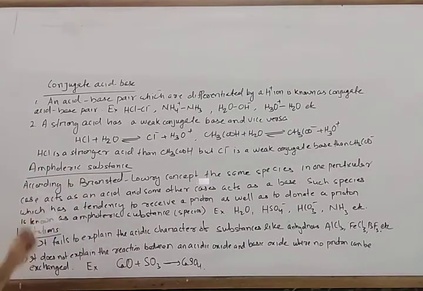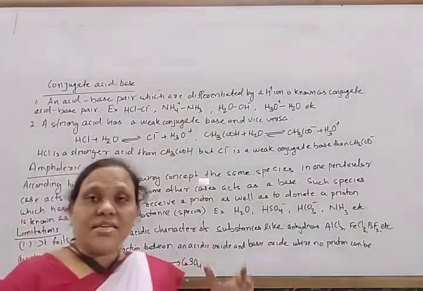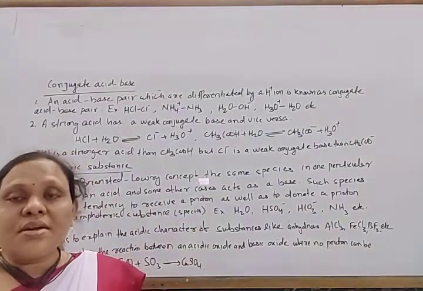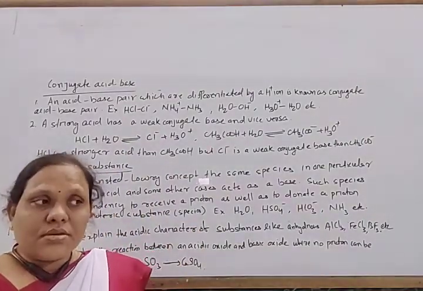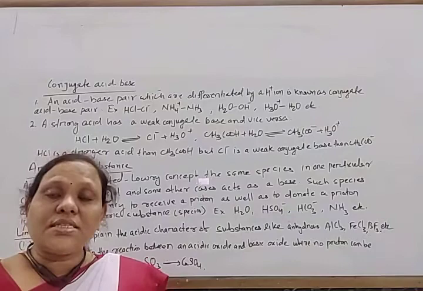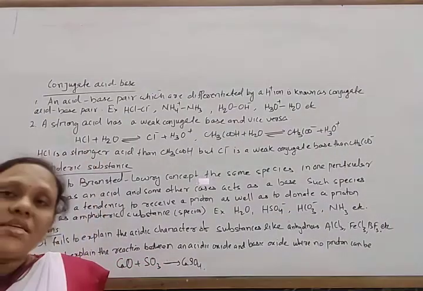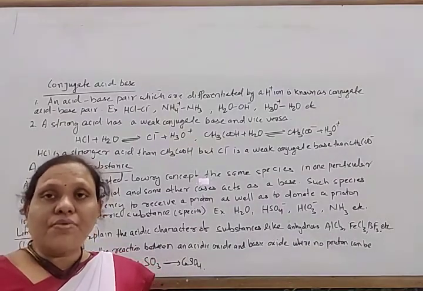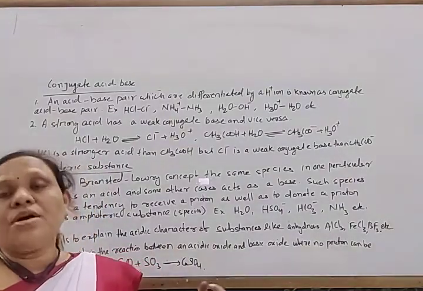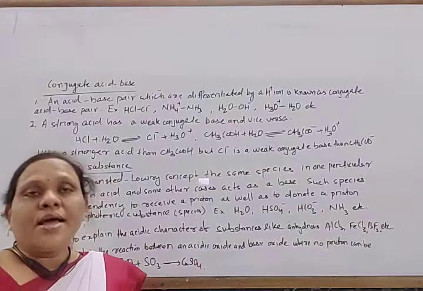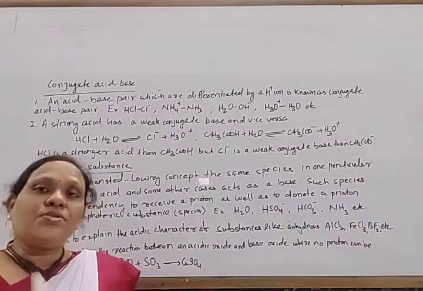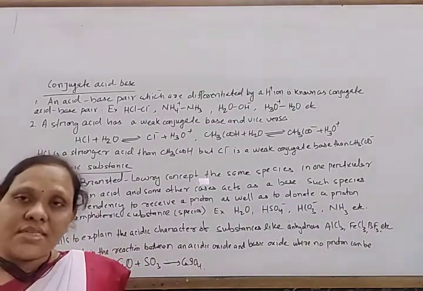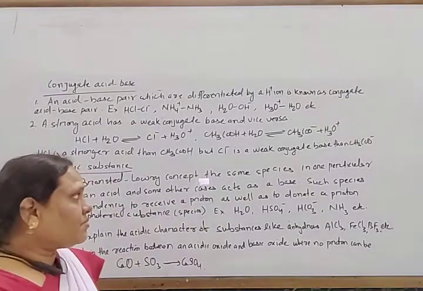Amphoteric substances. There are some substances which have the tendency to receive the H+ ion as well as the tendency to give the H+ ion. These are known as amphoteric substances. For example, water. Water by giving an H+ ion forms the OH- ion, and water can also receive an H+ ion to form the H3O+ ion. So in this way, it is an amphoteric substance.